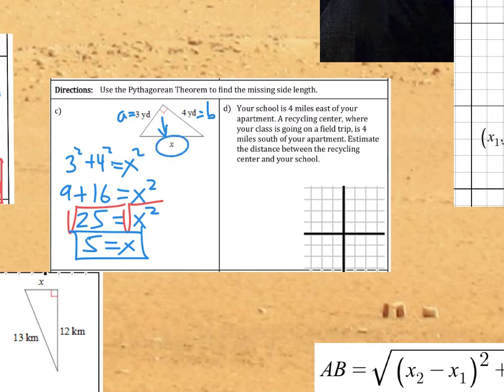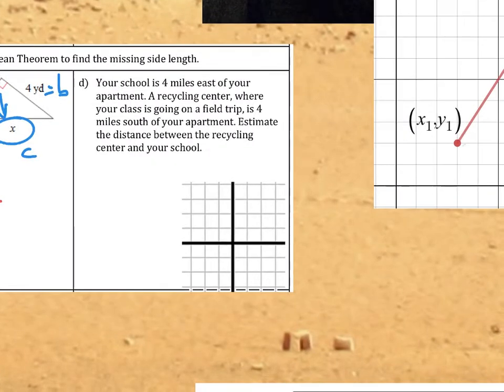Remember, the hypotenuse always goes in the C spot. A squared plus B squared equals C squared. Probably one of the most important equations in all of mathematics. All right, so how about this?